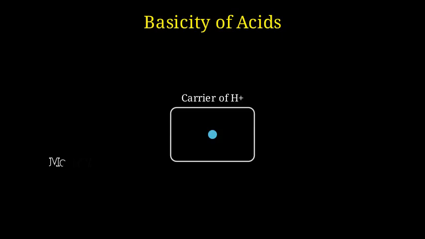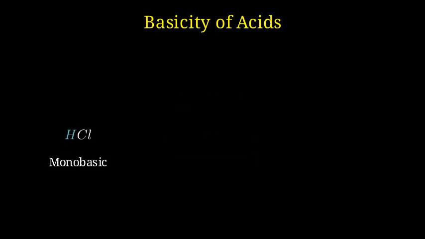Finally, let's look at how many punches an acid can throw, a property we call basicity. Imagine an acid molecule as a carrier of hydrogen ions. A monobasic acid, like HCl, can release only one ion. But look at sulfuric acid, it can release two, making it dibasic. Some, like phosphoric acid, can even release three, earning the title of tribasic.